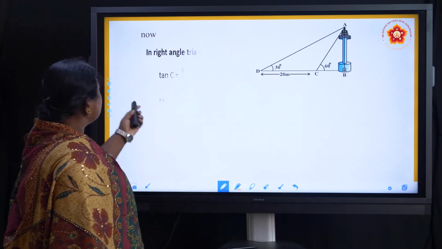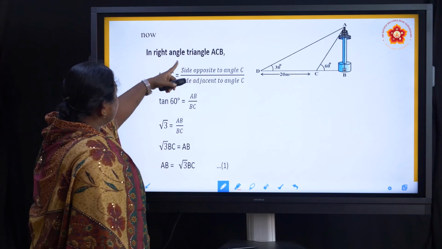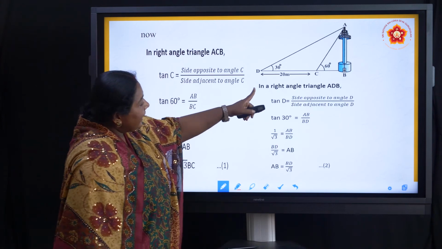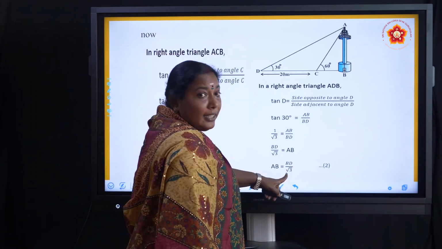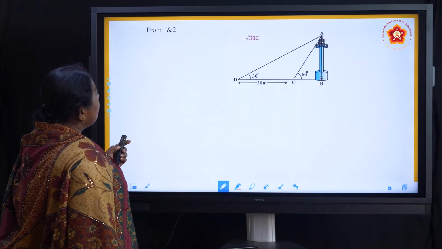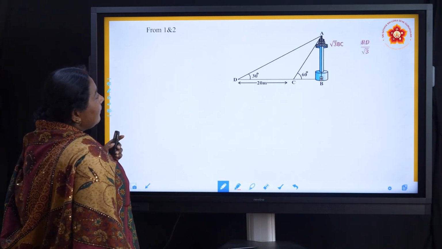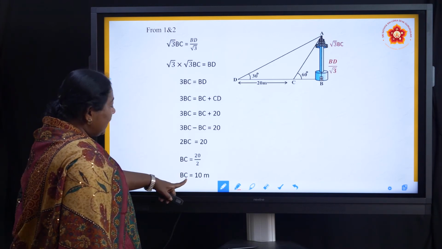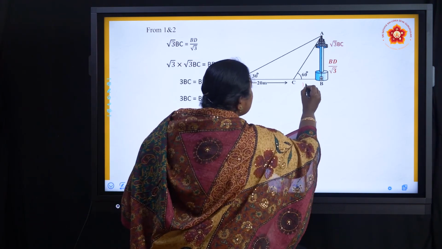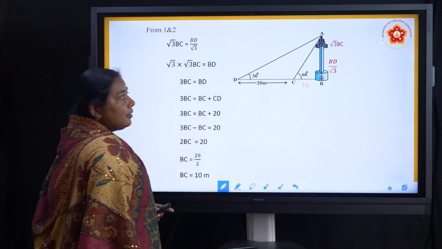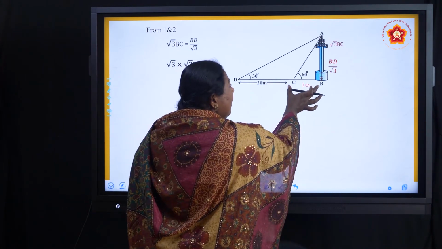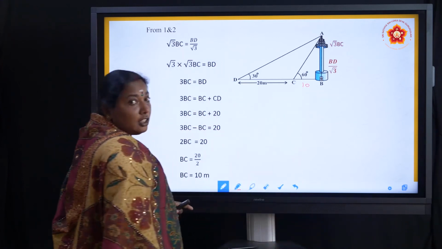Let us move on. So we have in the triangle ACB, AB is equal to root 3 BC. Next, in triangle ADB, AB is equal to BD by root 3. Now first and second we are going to compare. By comparing we got the value BC is equal to 10 meters. So this is 10. This is 20. Right? Now what is the other thing? The first part I had to find the width of the canal. I got the width of the canal.